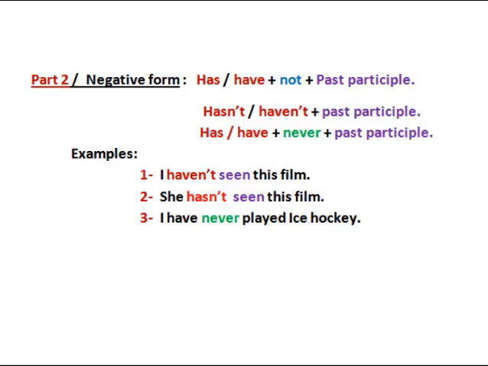Look at the examples. I haven't seen this film. She hasn't, or she has not, seen this film. Number 3, I have never played ice hockey. Never comes after have, but before the past participle. See, I have never played ice hockey. As you can see, the verb have played is affirmative, but the meaning of the sentence is negative. Never, because you've got never.